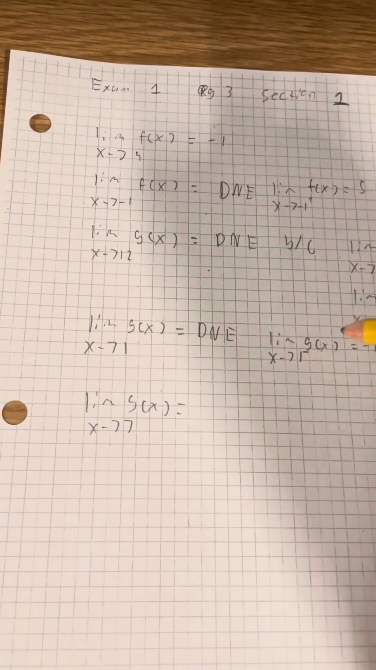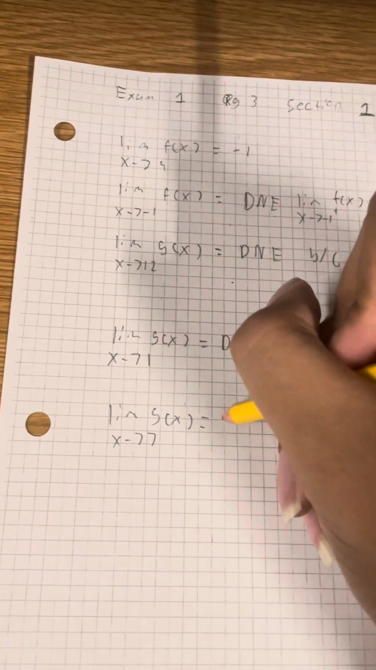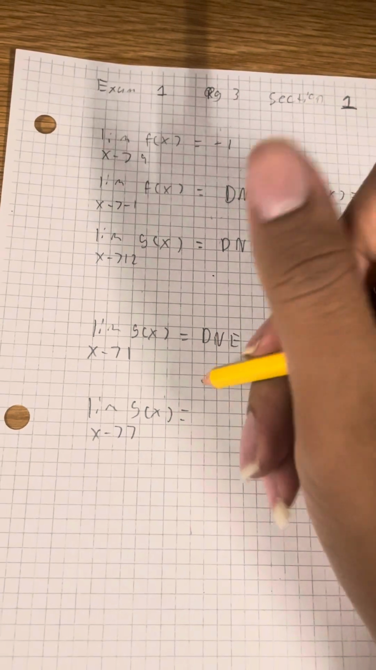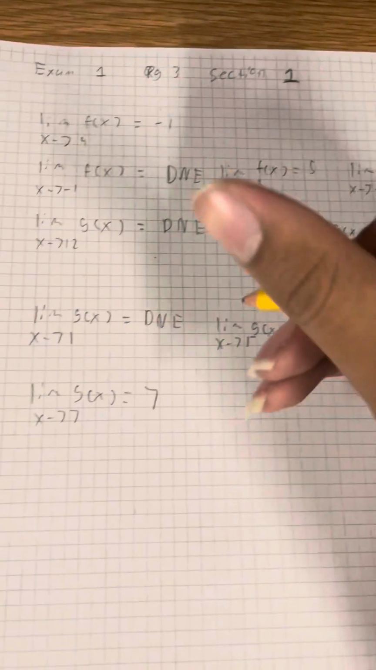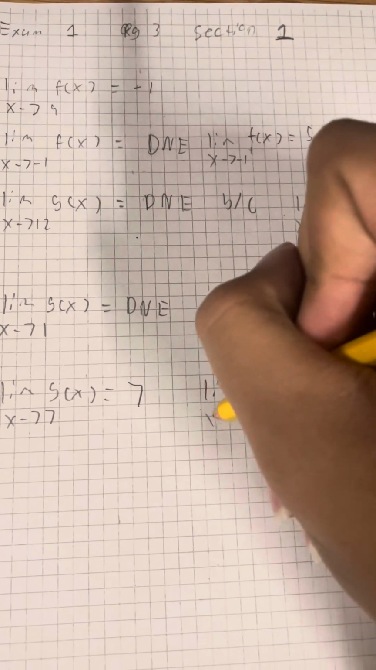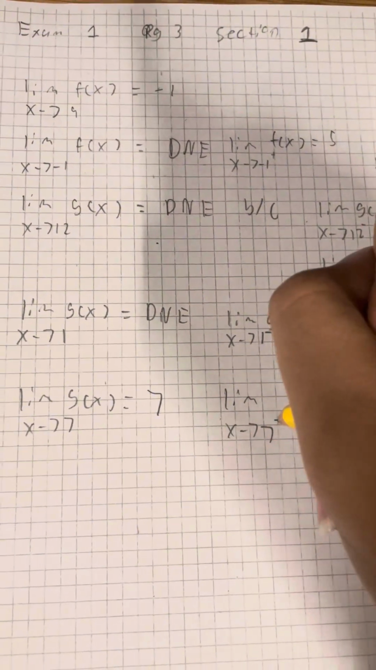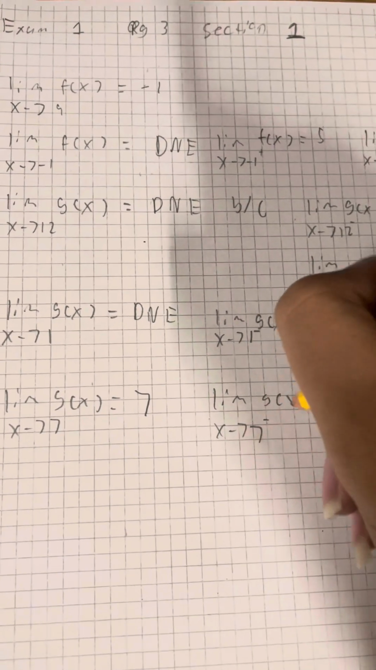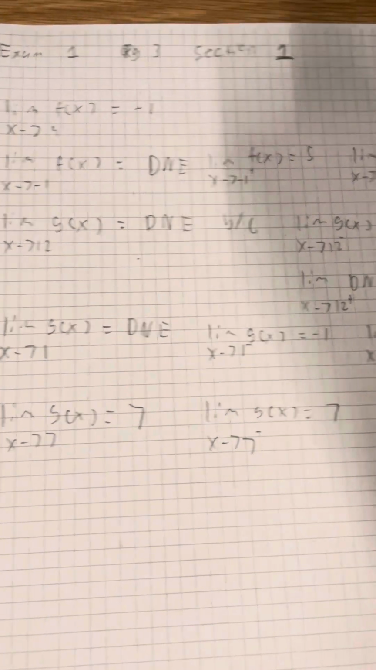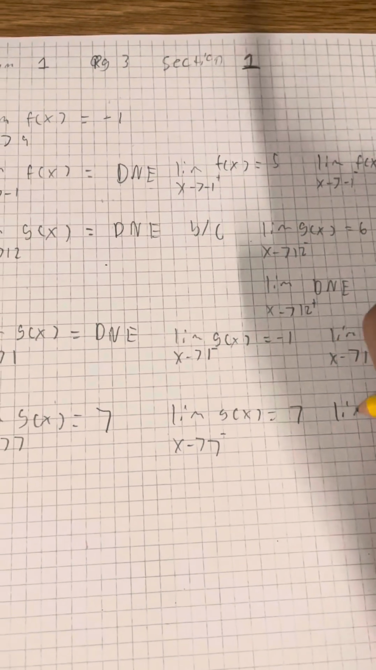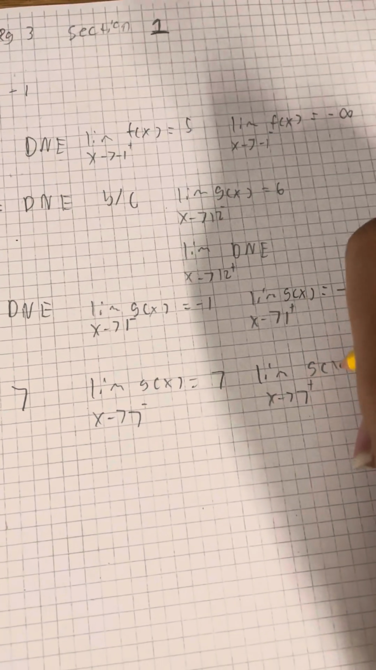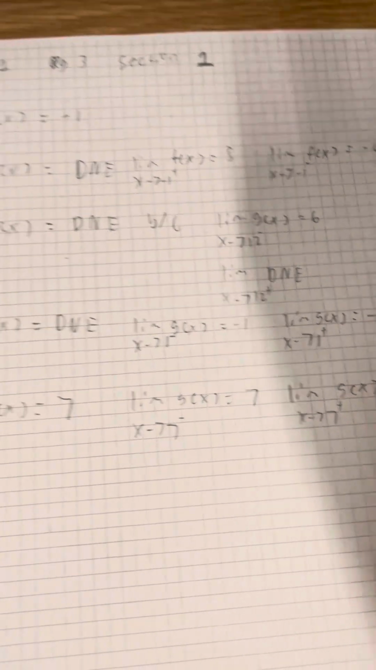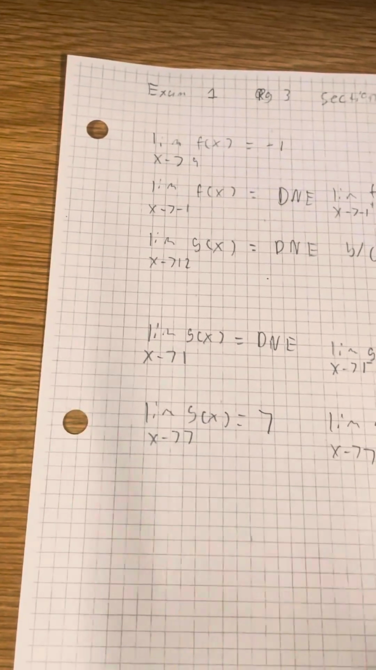All right, next one, limit x approaching 7, g of x equals 7. Now let me show you why. Limit x approaching 7 from the left, g of x equals 7. Limit of x approaching 7 from the right, g of x equals 7. Therefore, the limit exists.